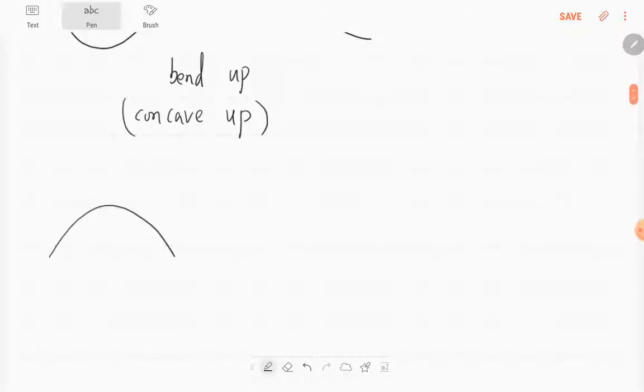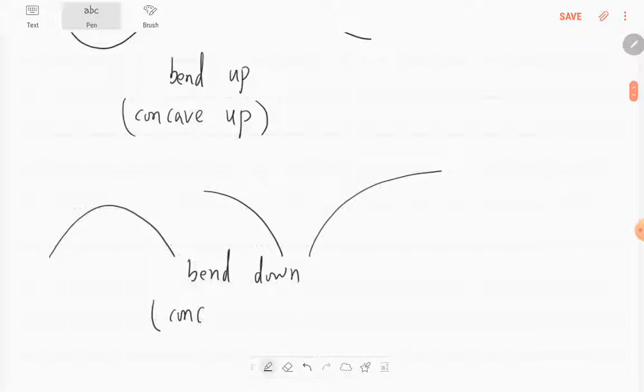So these are the curves that bend down. So we call these curves concave down. So whether the curve is concave up or concave down is called the concavity, right?